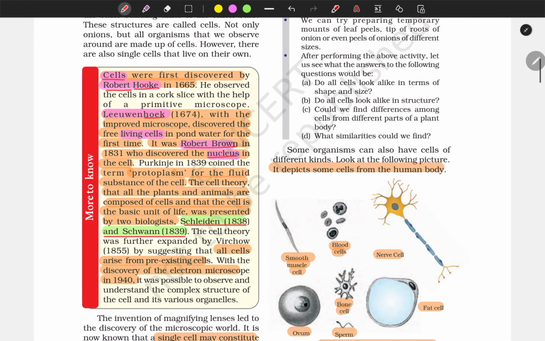Let's talk about the cell more. A cell was first discovered by Robert Hooke in 1665. He observed the cells of the cork slice with the help of a primitive microscope. Leeuwenhoek, in 1674, nine years later, with an improved microscope, discovered the free-living cell in pond water for the first time. So the living cell was first discovered by Leeuwenhoek nine years after Hooke discovered the cells in a cork slice.